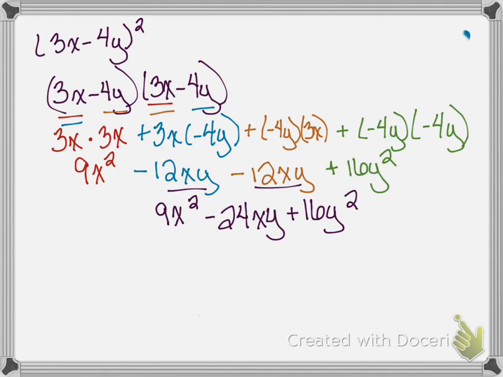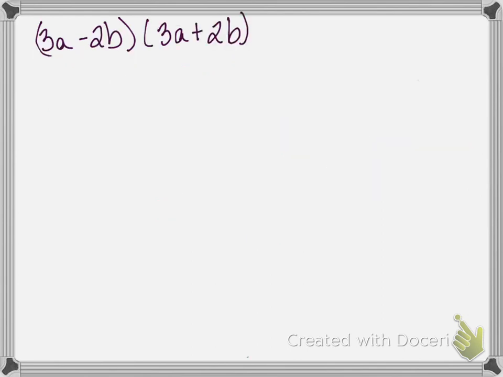The next one that we do is something that you're going to have to memorize for when we factor. Okay? You don't have to have it. You don't have to be able to identify it right now. But I want you to look closely at the answer to this next one, okay? I want you to FOIL this for me. 3a minus 2b times 3a plus 2b.